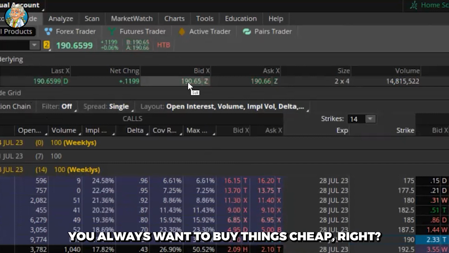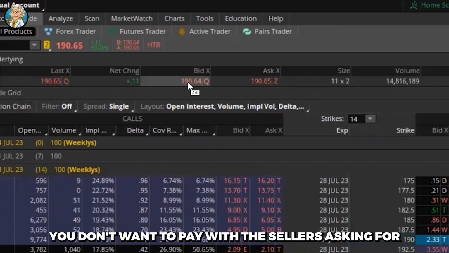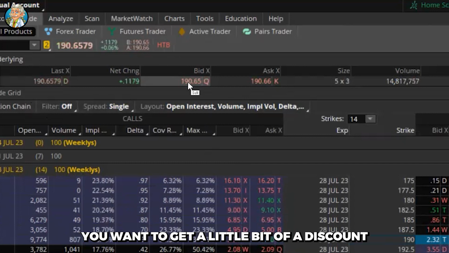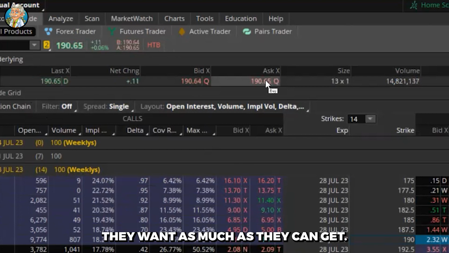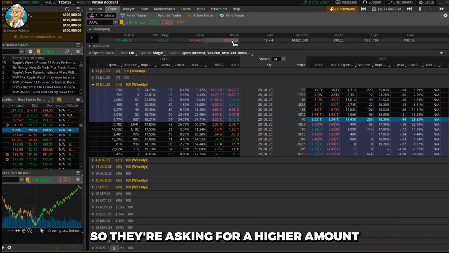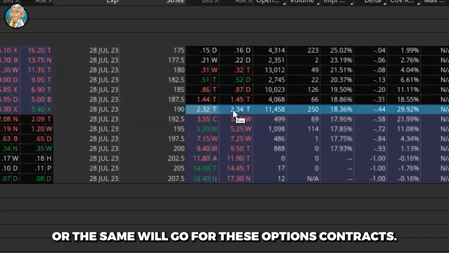You always want to buy things cheap, right? You want to get a sale, a discount. You don't want to pay what the seller is asking for. You want to get a little bit of a discount. But the seller, what they're asking for, they want the full price. They want as much as they can get, so they're asking for a higher amount. Well, the same will go for these options contracts.